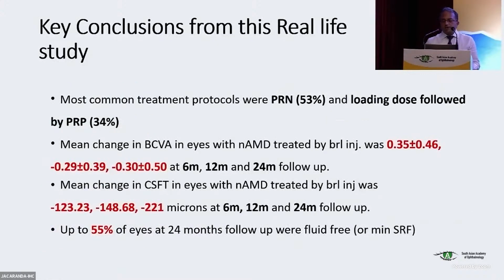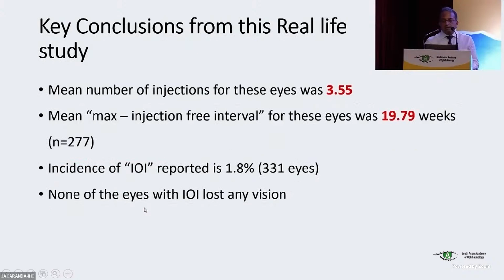So if I have to conclude, the most common treatment protocol we saw was PRN in almost 53% of cases, and loading dose followed by PRN in 34%. Visual acuity analysis I've already shared. The mean number of injections was 3.55. And the maximum injection-free interval we could get was around 19.8 weeks, which is very encouraging.